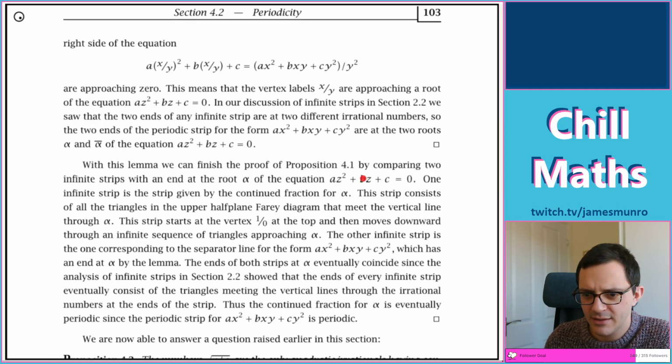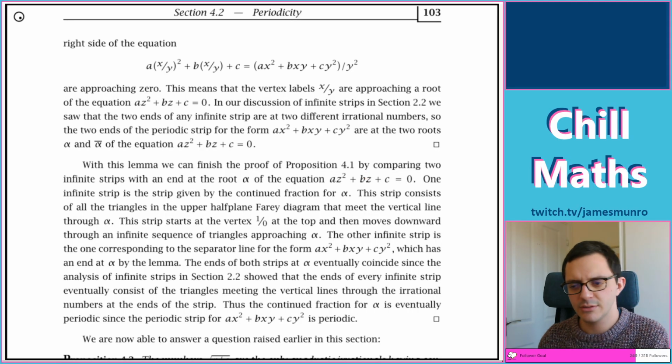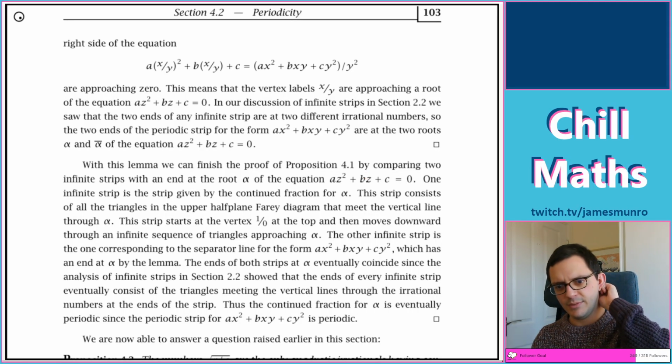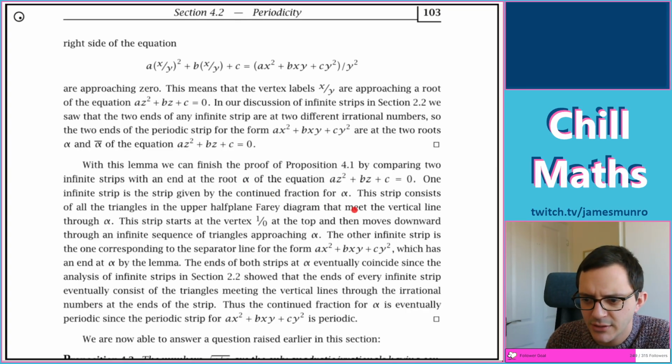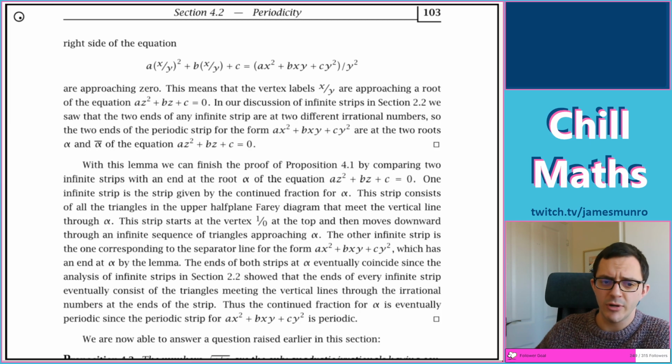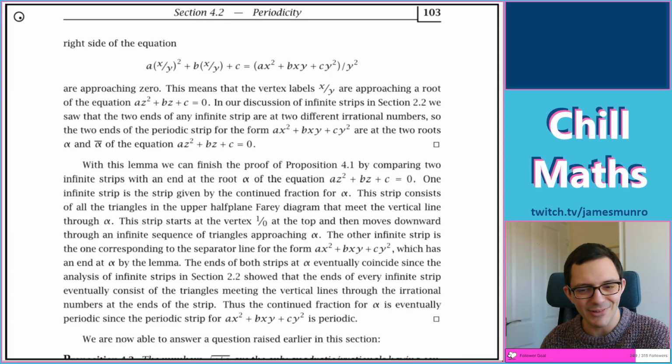Okay. Finish the proof of proposition 4.1, comparing two infinite strips with an end at the root alpha. One infinite strip is the strip given by the continued fraction for alpha. This strip consists of all triangles in the upper half plane Ferrier diagram that meet the vertical line through alpha. Yes, I remember this. It was above any. So now we're switching to the upper half plane Ferrier diagram. So there's another diagram that's related to all the other ones.